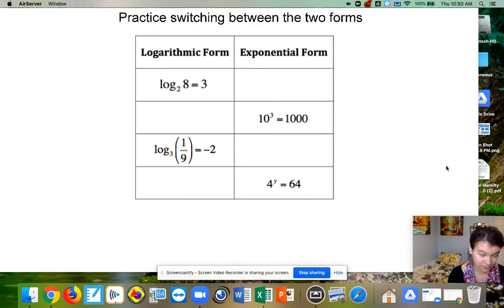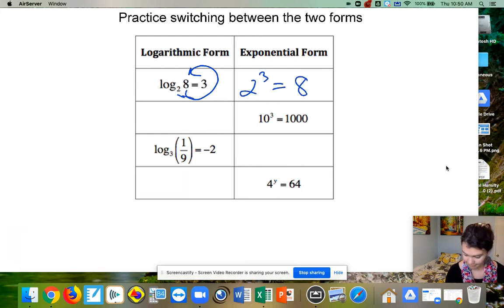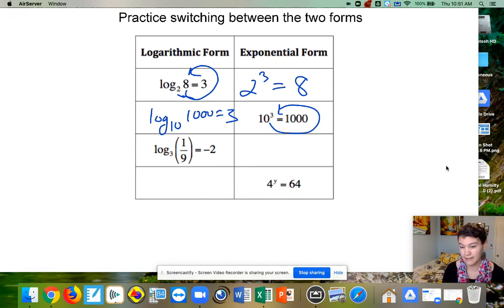So pause the video and try these on your own and practice switching between the two. Okay, so if you draw the loop, we start at the base, so 2, go around the equal sign, equals 8. And you can check this, 2 to the third is 8. Going the other direction, start at the base, go around the equal sign, and get to the other number. So we want log base 10 of 1,000 equals 3. And then this one you could not write the 10 since it is a common log, it's up to you.